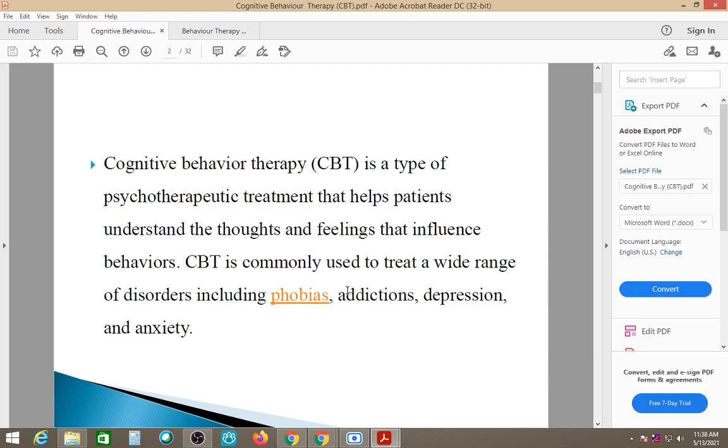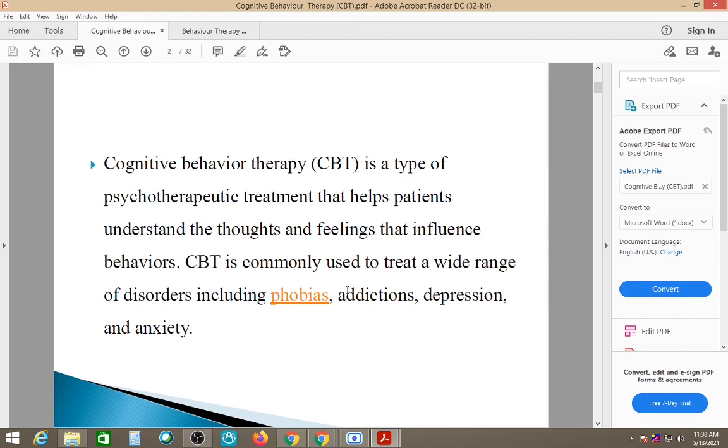Yesterday, let's just try to review the phases we have. There is the ventilation phase or the catharsis phase. After there is ventilation and there is catharsis by the client, the therapist makes the interpretation, or he can even do the analytical interpretation, right? And then it goes to the next phase where he gives the re-education, the educative part, where we help the patient how to cope with it. Now, so CBT is a type of psychotherapeutic treatment that helps patients understand the thoughts and feelings that influence behavior.